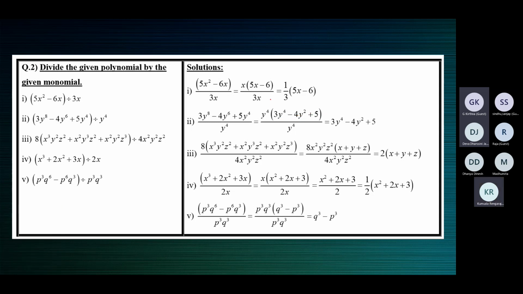But this y to the power 4 is free. This can get cancelled. So the answer is 3y to the whatever is in the numerator. Whatever remains in the numerator is the answer. That's the second one. Children, I'll wait for some time. Please get your doubts clarified.